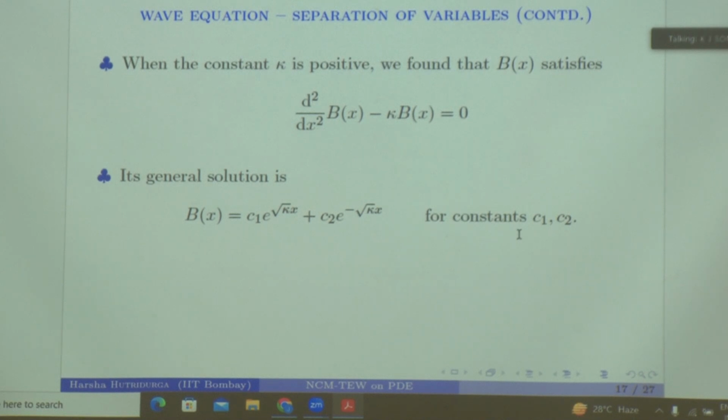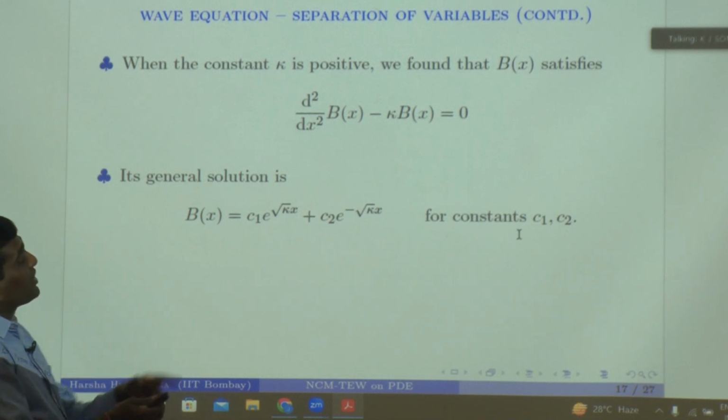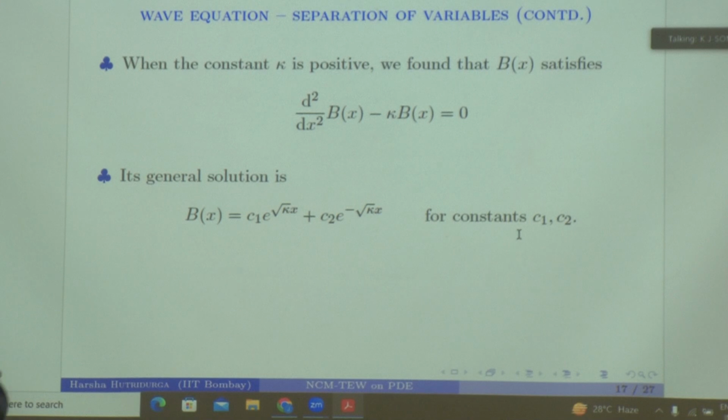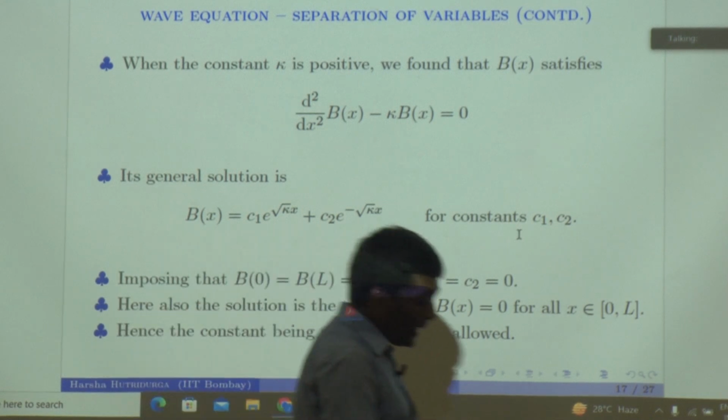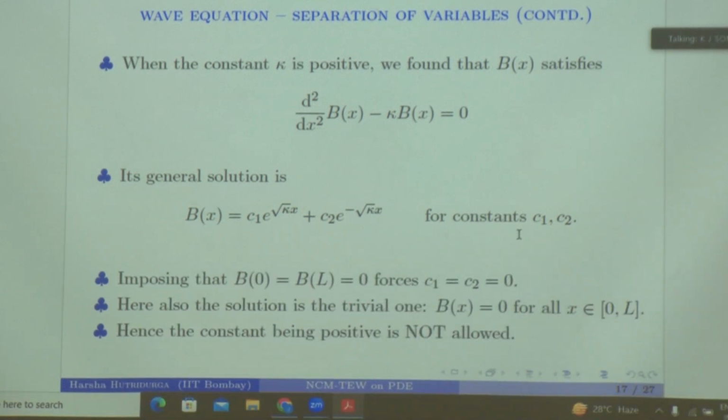So for any positive kappa that you pick, you will keep getting trivial solutions thanks to the boundary conditions. So this is also not good. So that ratio cannot be equal to a positive constant either. So what's left then is negative constants.